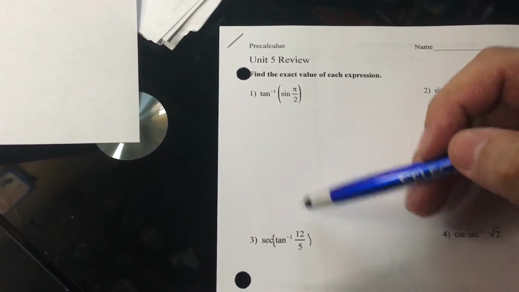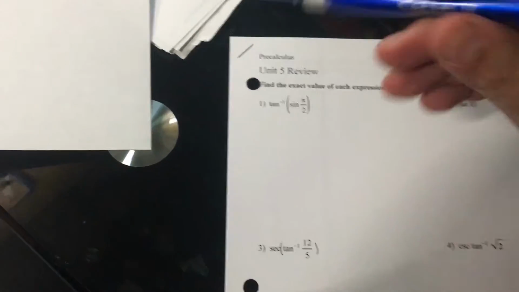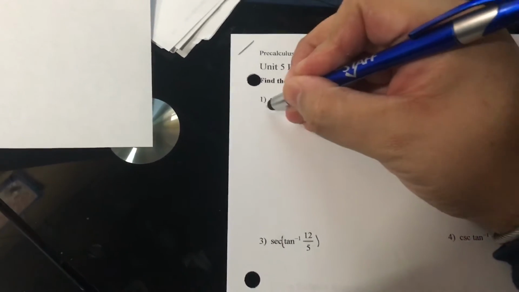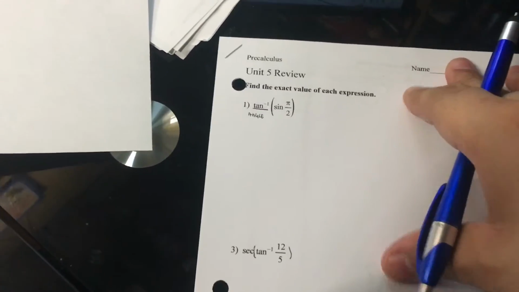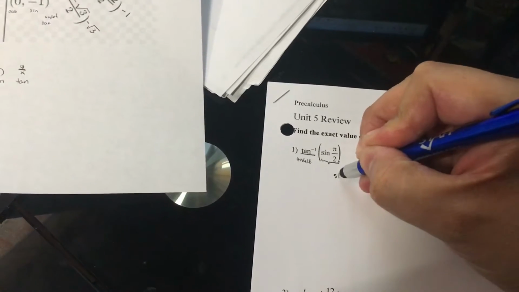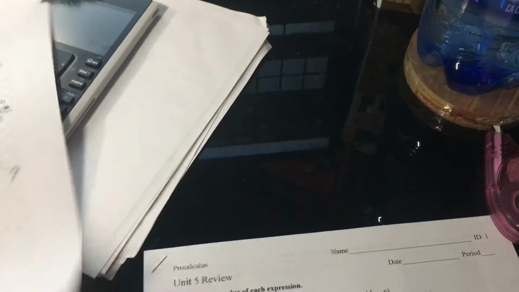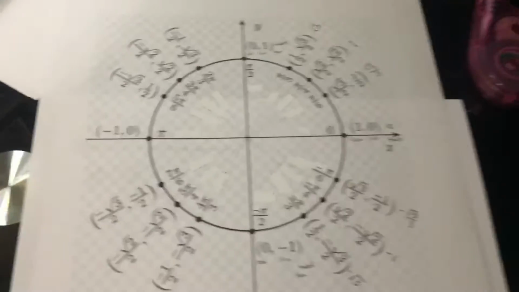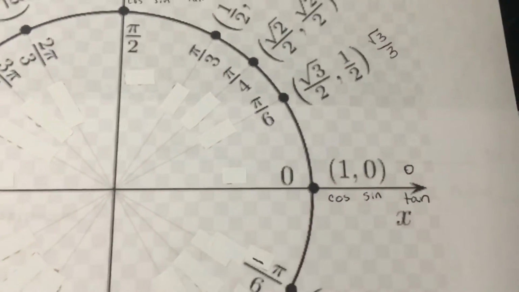So remember here the inverse is on the outside, so here I'm looking for an angle. So your final answer should be an angle. Okay, so I'm gonna solve this part right here, the sine of pi over 2. Just to look here at the unit circle, guys, I went ahead and wrote it here. Remember, the first number is the cosine, the second one's the sine, and I went ahead and wrote the tangents on the outside.